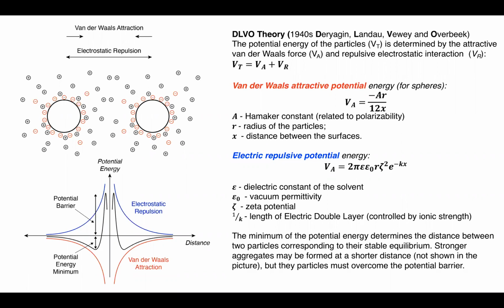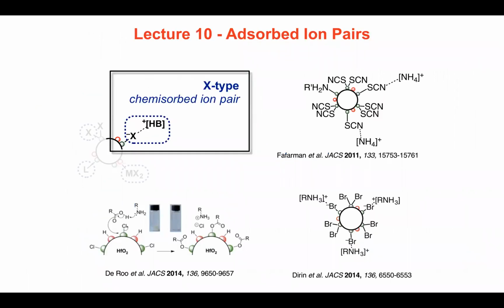We said that the zeta potential, which is the magnitude of that electric potential at the slipping plane, is a very, very important parameter in defining the magnitude of that potential, as is the dielectric constant of the solvent. All right. So let's talk about a few examples of these types of things.